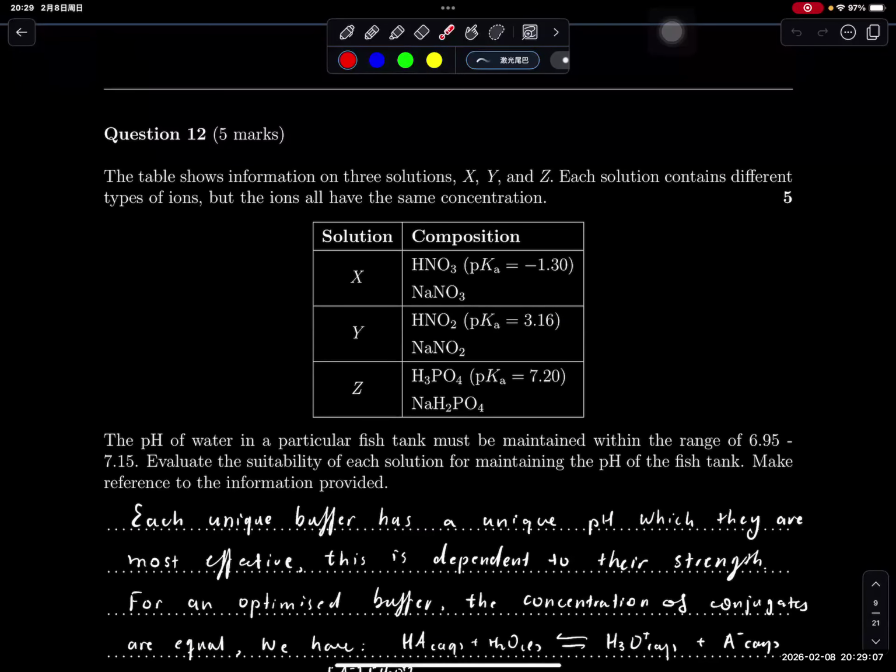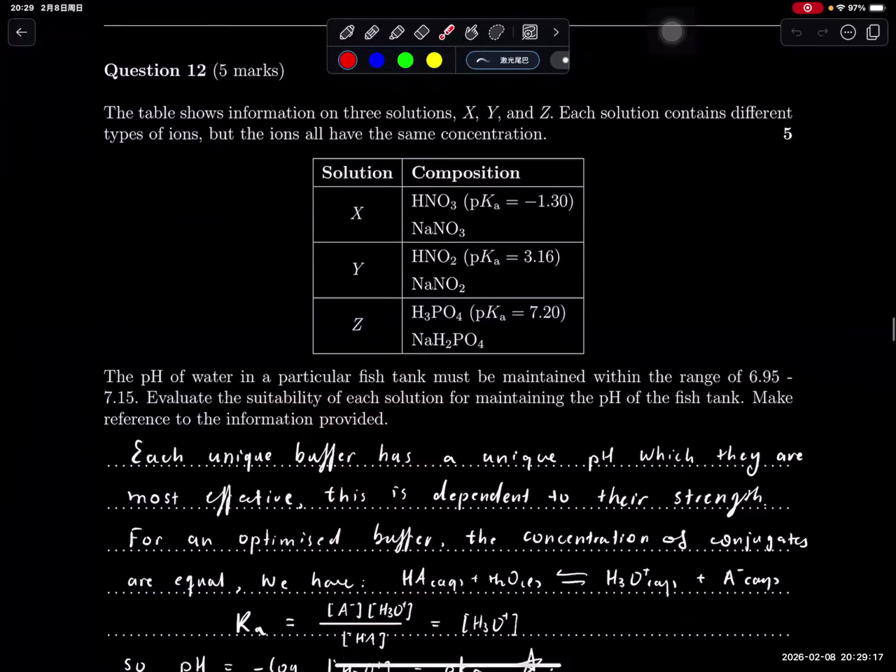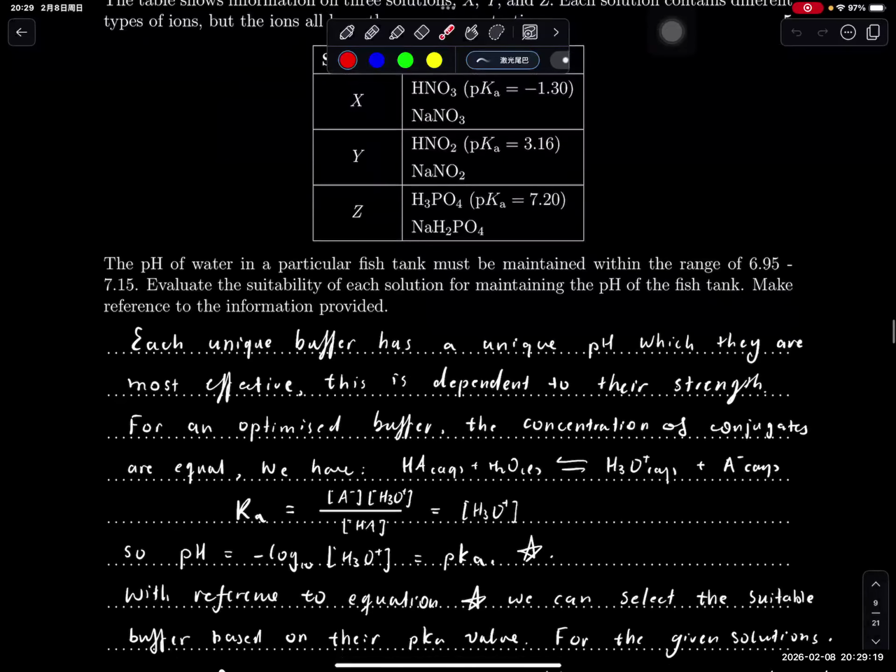Question 12, the table shows information about 3 solutions. You've got X, Y, and Z. Each of the solutions contains different types of ions, but the ions all have the same concentrations. The pH of water in a particular fish tank must be maintained within a range of 6.95 to 7.15. Again, this is a question about optimal buffering pH. Remember that it equals your pKa. So evaluate the suitability of each solution to protect the pH that's required.